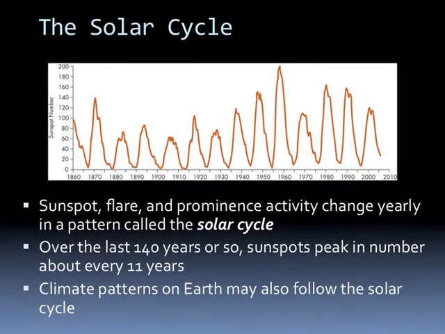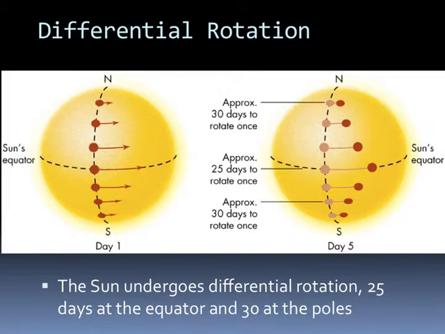Now, sunspot, flare, and prominence activity change yearly in a pattern called the solar cycle. Over the past 140 years or so, sunspots peak in number about every 11 years, and climate patterns on Earth may also follow solar cycle activity. So the sun undergoes differential rotation, which just means it takes about 25 days to go around one time at the equator, and about 30 up towards the poles.